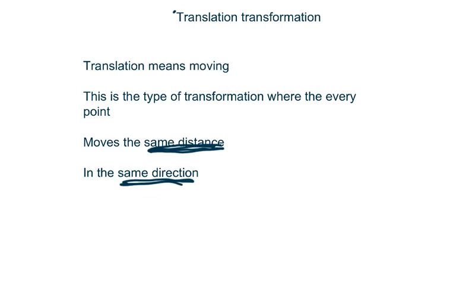So let us start with, let us say we had a triangle here, like that. And we call these points A, B, and C. If we are going to translate it in this direction, so we have the direction.